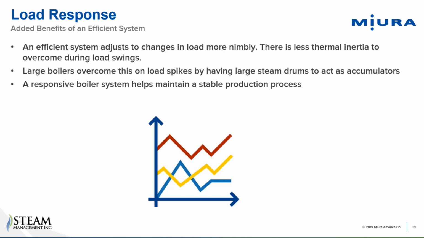All right, so on load response, large boilers can overcome that kind of inherent inefficiency, if you will, because they have a large steam drum or a large volume of water that basically acts as an accumulator. As pressure in a system drops because steam load is increasing, it's going to boil off more water out of that boiler. So that's overcomable, but it inherently has more thermal inertia within it. A responsive boiler system is going to help maintain a stable production process.